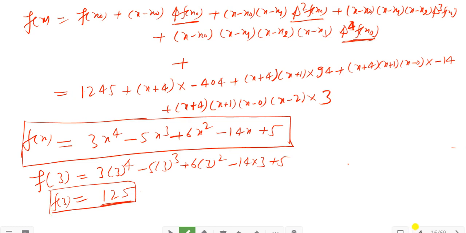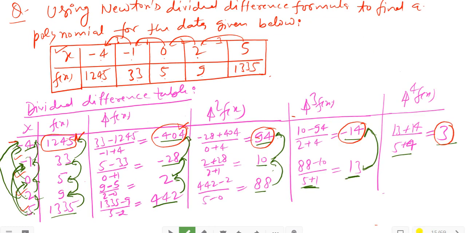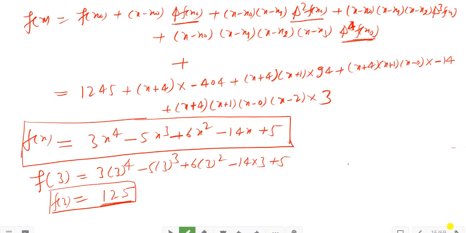and the functional value at x is equal to 3 is 125. And if we see the table, at x is equal to 2, the functional value is 9, and at x is equal to 5, the functional value is 1335, and we want to compute the functional value at x is equal to 3, and 3 lies between 2 and 5. So 125 lies between 9 and 1335. So the value of f at x is equal to 3 is 125, and the polynomial for the given data is 3x to the power 4 minus 5x to the power 3 plus 6x square minus 14x plus 5.